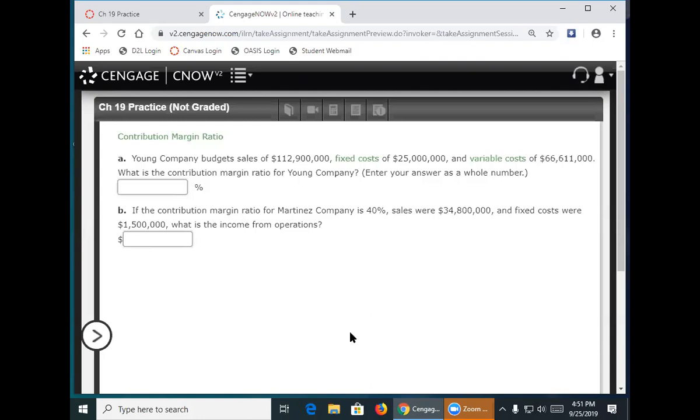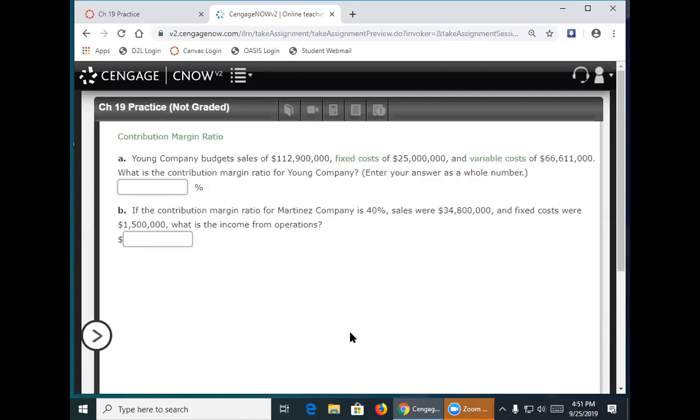46,289,000. When I'm looking at this, if you look at your notes, sales minus variable cost equals contribution margin, which is what we just did, minus fixed cost equals income. Well, if our contribution margin is 46,289,000, we're going to make a profit, right? Because our fixed costs are only 25 million. Just taking it a step further.